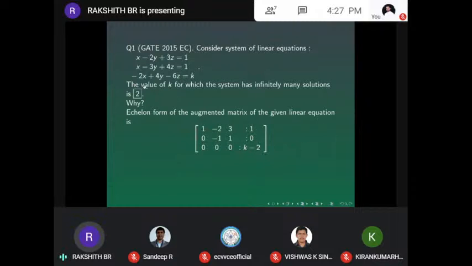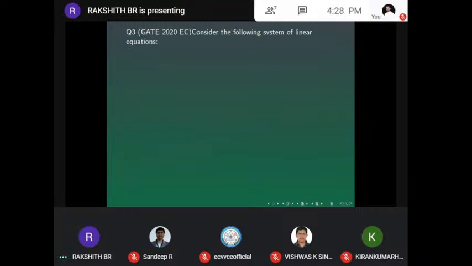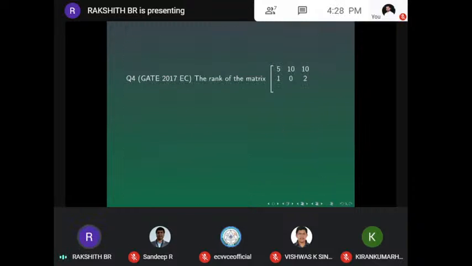Therefore, if the question was to find the value of k for which the system has no solution, then your k must not be equal to 2. If k is not equal to 2, then it has a row of the form 0, 0, 0, 0, B not equal to 0, and hence it has no solution. You can directly see that there is no solution for that. Okay, that is one point I need to tell you about the solutions.